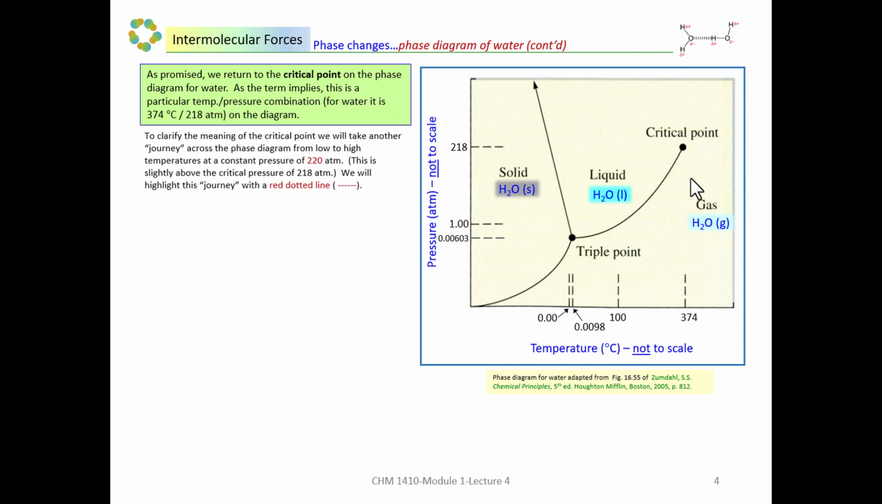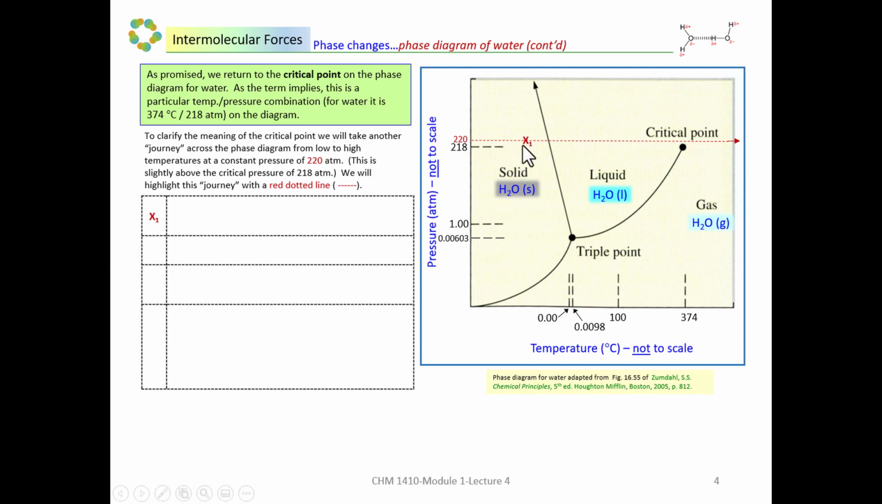Now, to do that, we might take yet another journey across our phase diagram, and this time we're going to take this journey under a very high pressure. In fact, we're actually going to be slightly above the critical pressure. So I've marked a spot at 220 atmospheres on the y-axis, and we're going to take our journey from left to right, increasing the temperature under this pressure. And we want to look at what the diagram would predict would be happening.